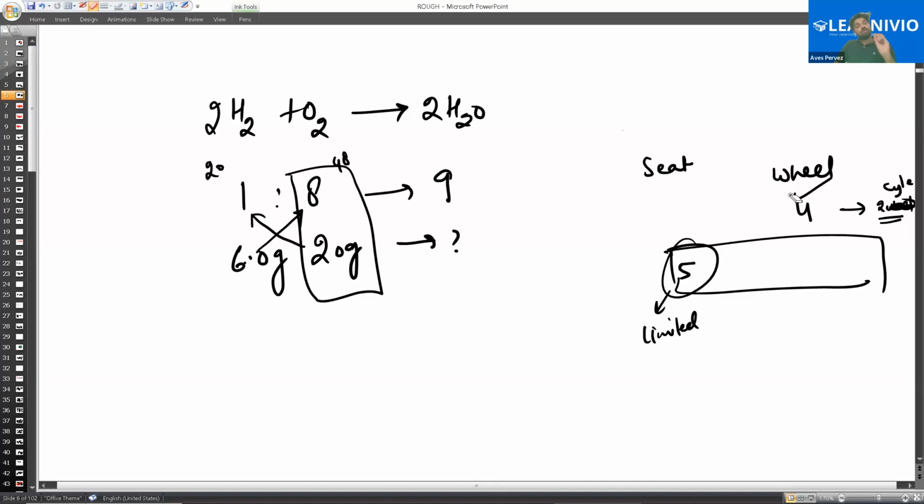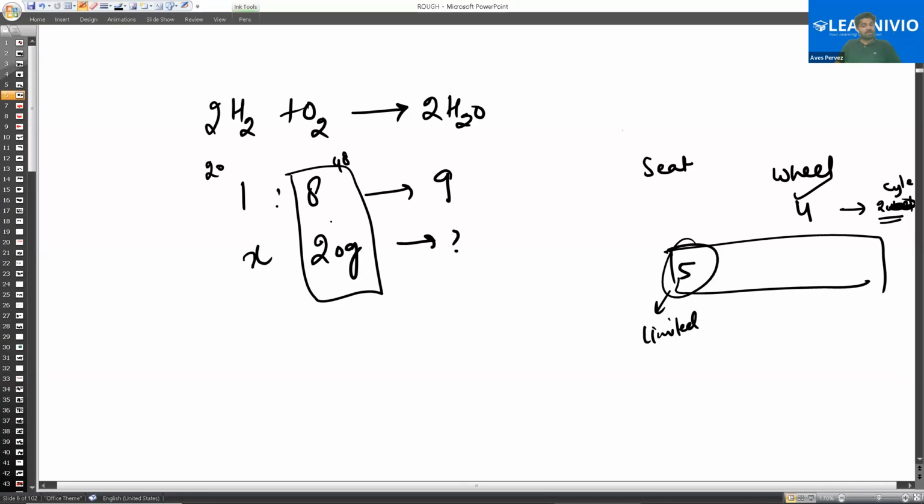So if I tell you only the limited amount of substance, that this is the limited amount substance, then you can get the product. So if I remove this one now, we got the answer which one is limited. Now, there is no need of this 6 gram because it is in excess, we don't require it. So we'll remove it.